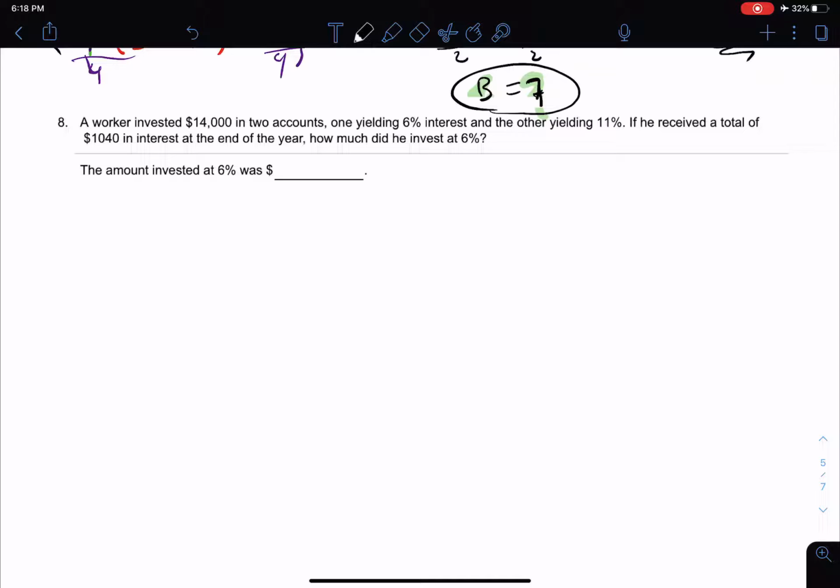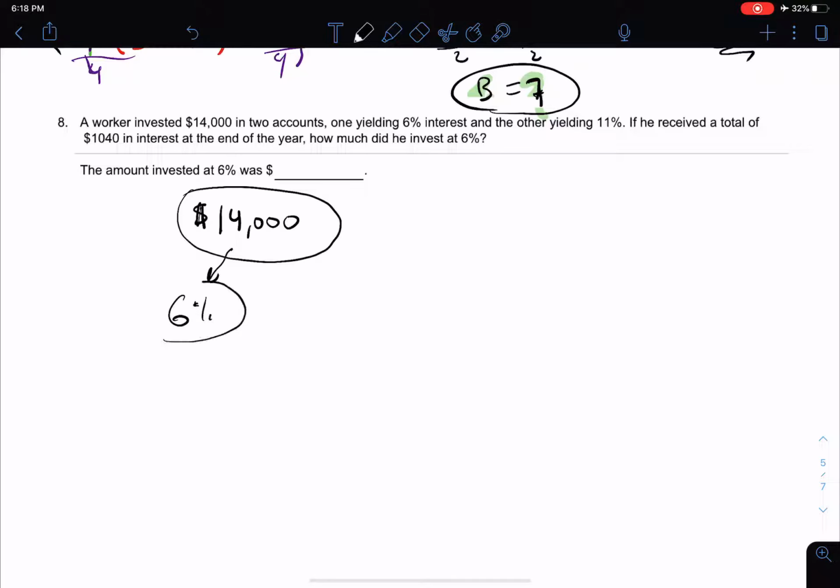We're just going to use a system on this problem. So let's start off by saying this person has $14,000 total, which is not a bad amount to invest. And they're going to invest some of it at 6%, and some of it goes at 11%. And you might say, why don't you just put all in 11? Well, because usually the higher yield ones are more risky and you could lose more too. So anyways, you know how that goes. So if he received a total of $1,040 in interest at the end of the year, how much did he invest at 6%?